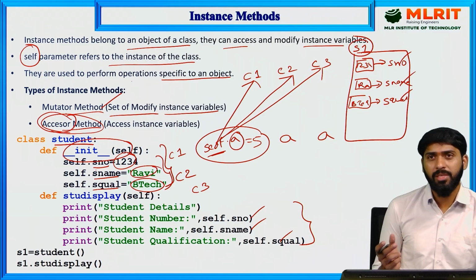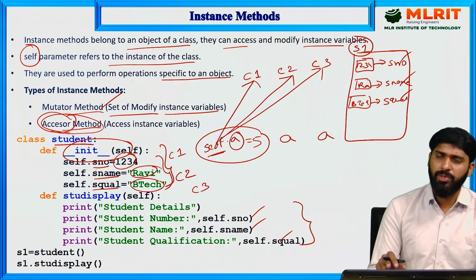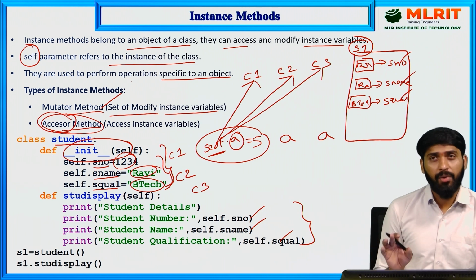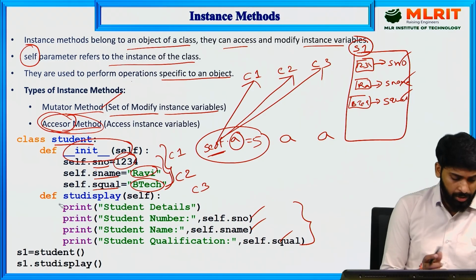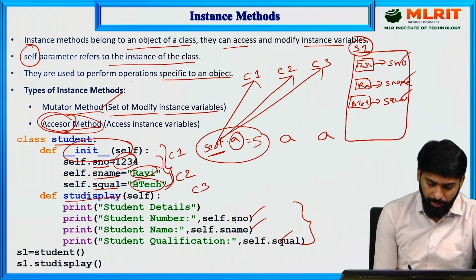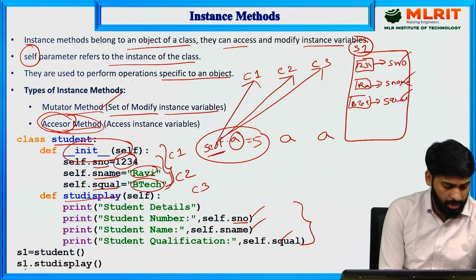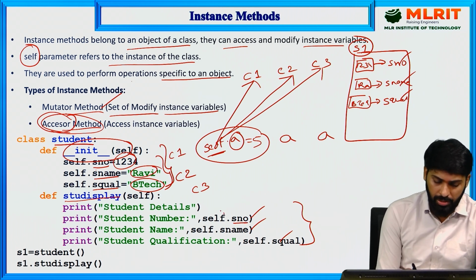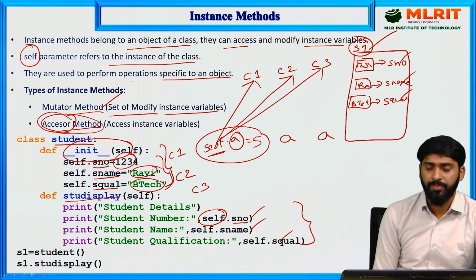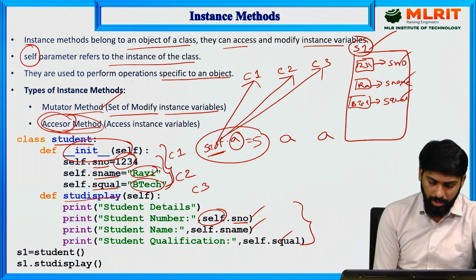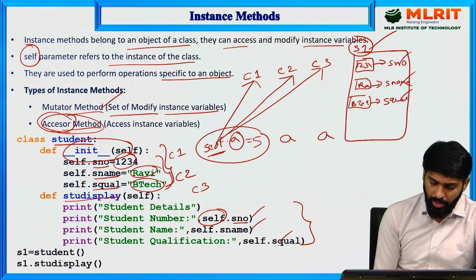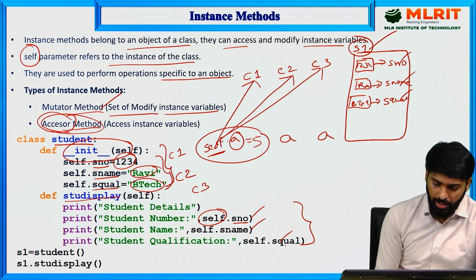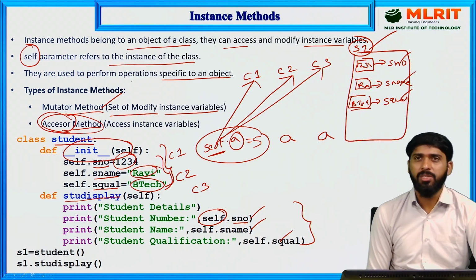How can we access them? If we call s1.sNumber, that is okay, but I want to access these variables with the help of methods only. So here I defined a method stu_display. If I call s1.stu_display, now this self represents s1. So it displays self.sNumber 1234, self.sName Ravi, self.sQualification means it displays BTech as output.